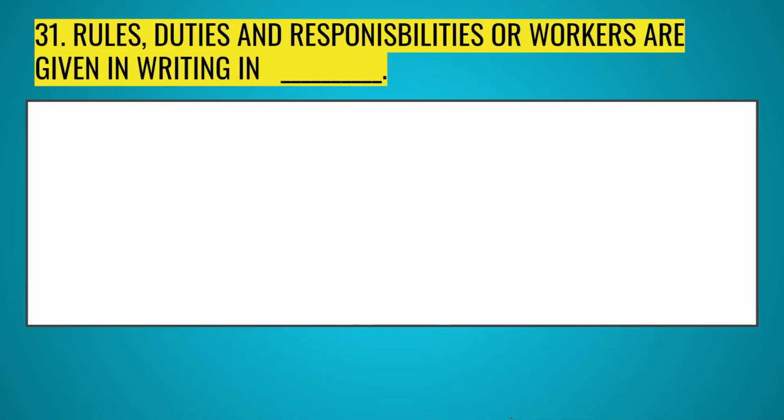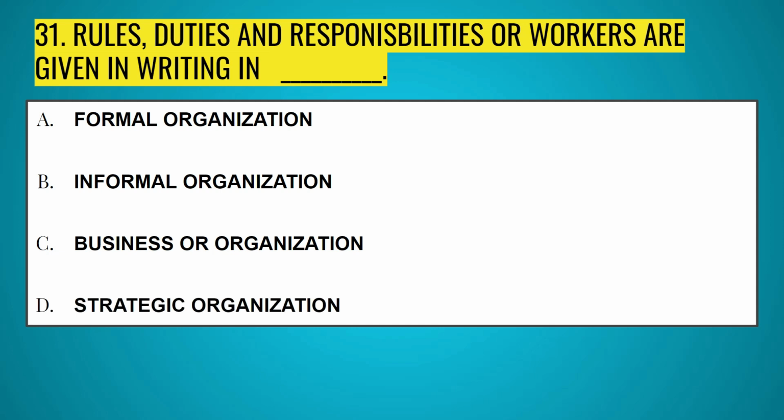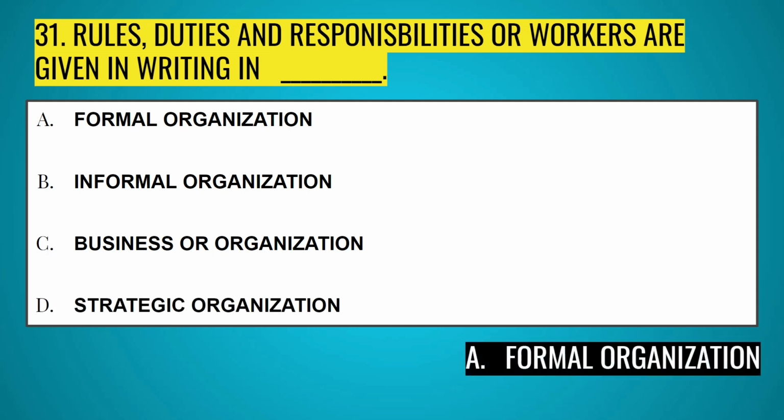31. Roles, duties, and responsibilities of workers are given in writing in dash. Option A. Formal organization. B. Informal organization. C. Business or organization. D. Strategic organization. The answer is option A. Formal organization.